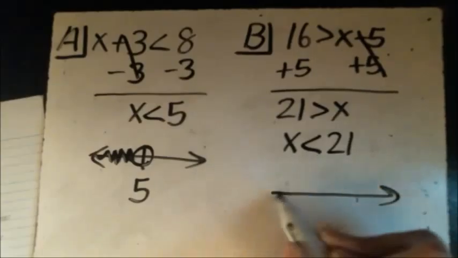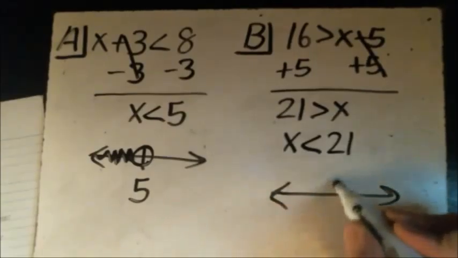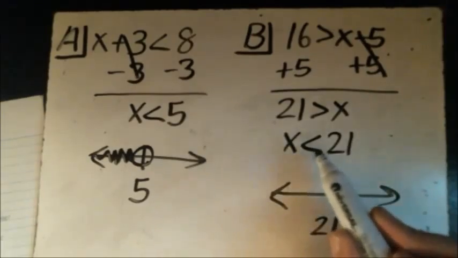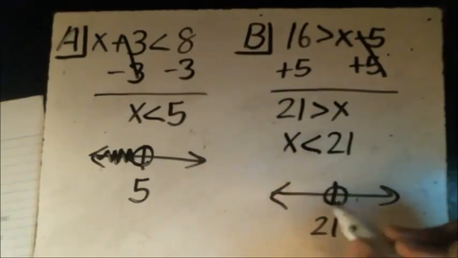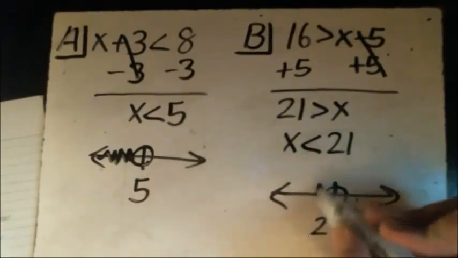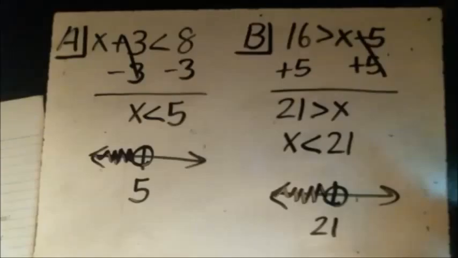So when I graph this, my 1 point is going to be 21. Seeing that it's a less than sign, I'm going to use an open circle. And seeing that my arrow is pointing towards the left, I'm going to shade towards the left. C.